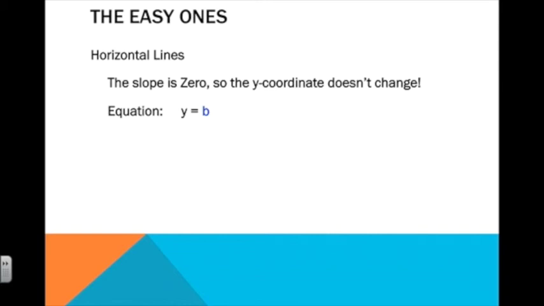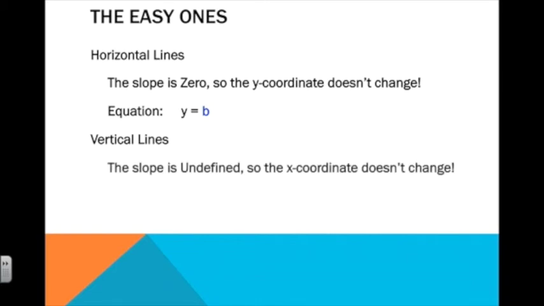The other easy example is when we have vertical lines. Here the slope is undefined, so the x-coordinate doesn't change. Now it's important that you learn to recognize these because, as we'll see later, you cannot use either of our other two methods or other two forms to find this equation. You have to recognize it as a vertical line, and remember, your equation is simply x equals a. And a is just the x coordinate of the points that you know. So let's look at a couple examples of these.